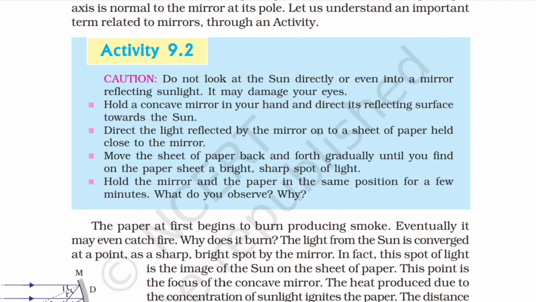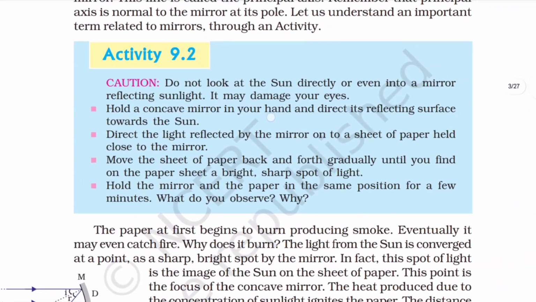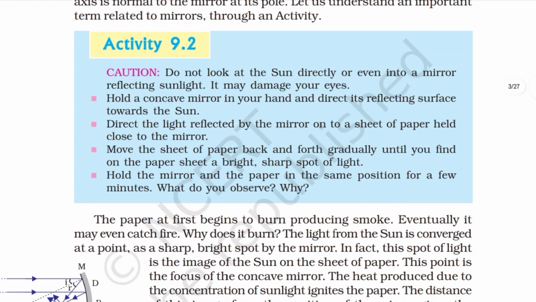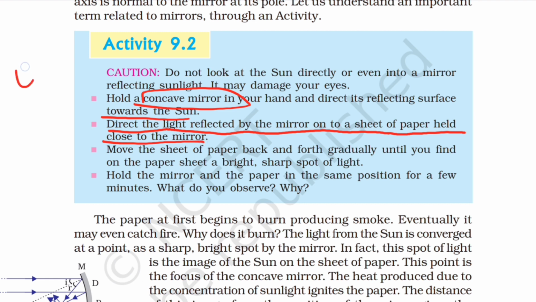Hold a concave mirror in your hand and direct its reflecting surface towards the sun. You have to use a concave mirror in front of the sun. Direct the light reflected by the mirror onto a sheet of paper held close to the mirror. It means that I will show one diagram here.